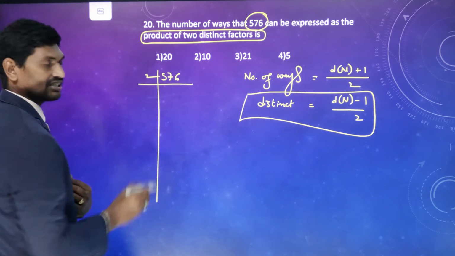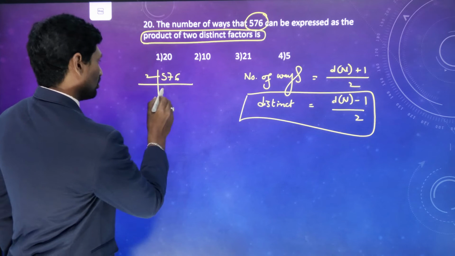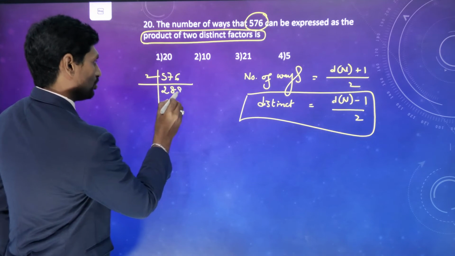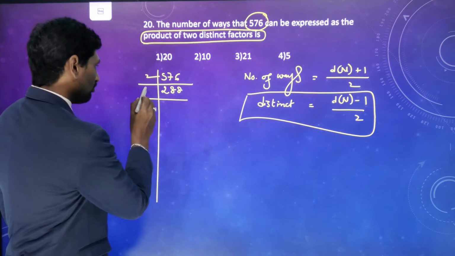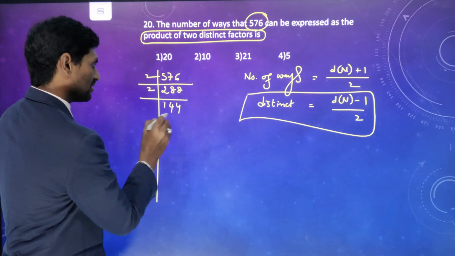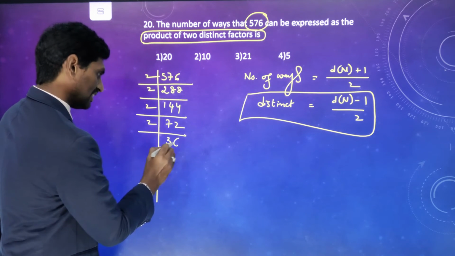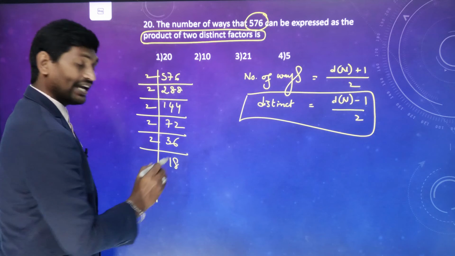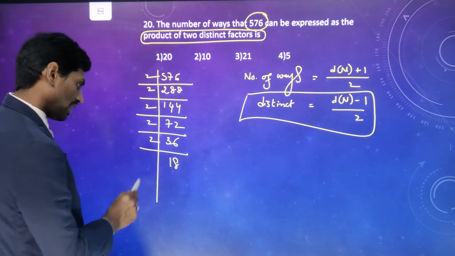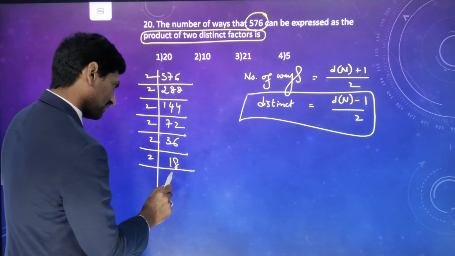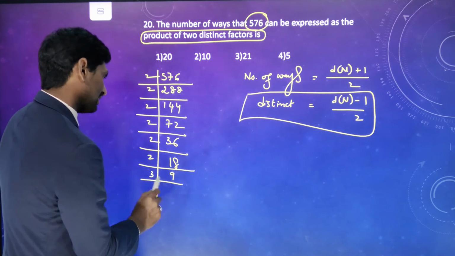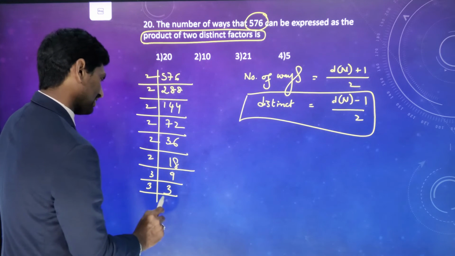Here, 2 table, because it is an even number. 2 2s are 4, 2 8s are 16, 2 8s are 288, again 2 table 144 times. Now 2 table 72, 2 table 36, 2 table 18 times. You need to calculate quickly. 2 9s are 18, 3 3s are 9, 3 1s are 3.